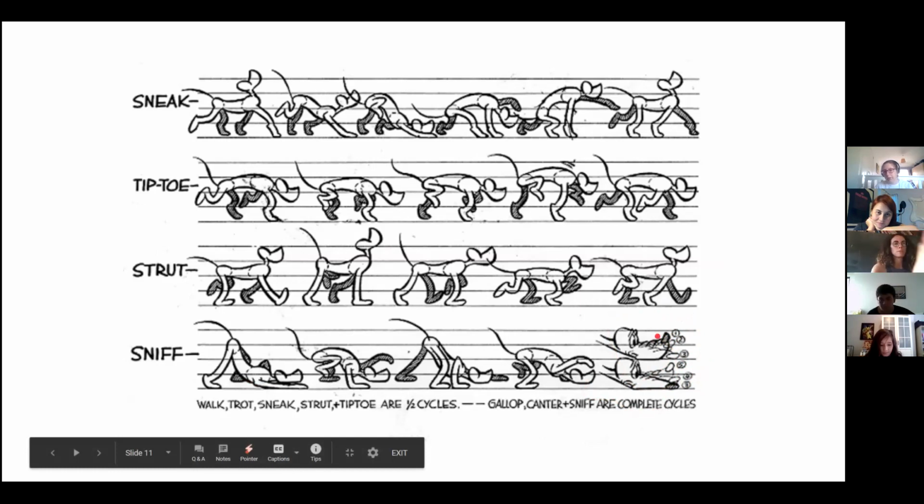So you can see it's easing out to the ground on the third.